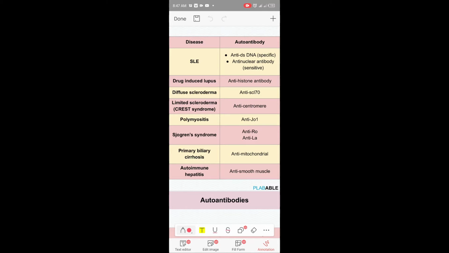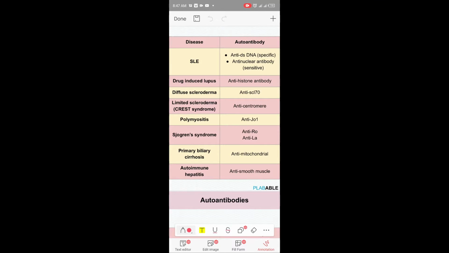Okay, so starting from the autoantibodies, SLE. SLE has anti-dsDNA antibodies. These are 99% specific and 70% sensitive. The other antibodies present in SLE are anti-Sm antibodies. They are 99% specific but less sensitive than anti-dsDNA, which is 70% sensitive, whereas anti-Sm antibodies are 30% sensitive. So whenever you have to choose between the two, you need to choose anti-dsDNA.